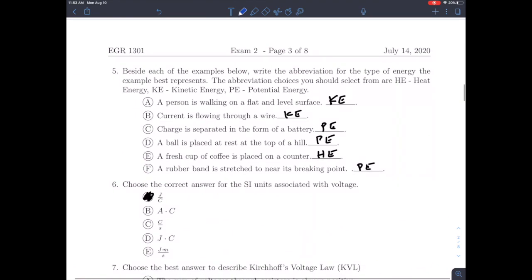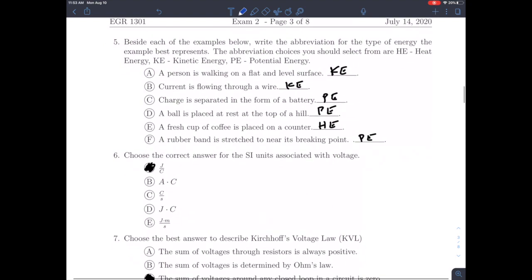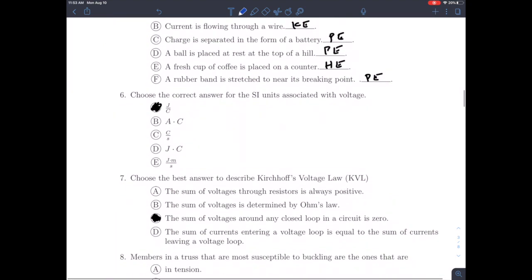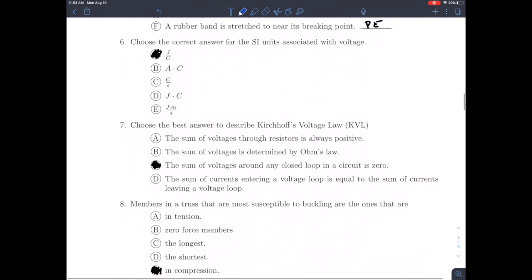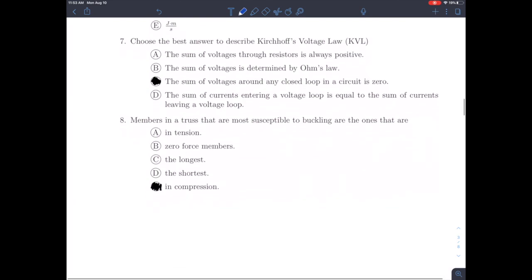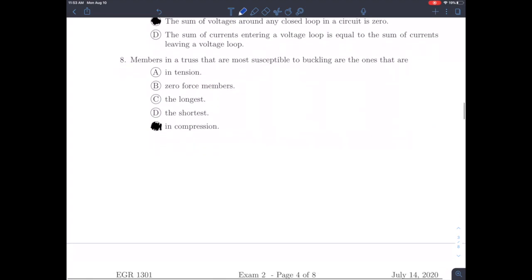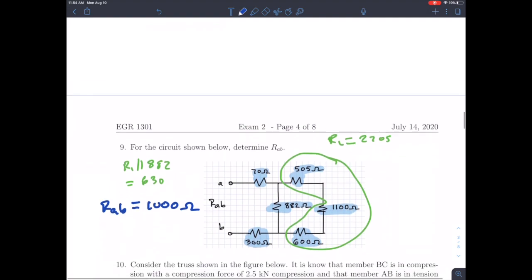Here's examples of kinetic energy versus potential energy versus heat energy. So you can see the correct answers on this one. Voltage is joules per coulomb. KVL, the sum of the voltage around any closed loop is 0. And it's truss members that are in compression that are most subject to buckling. Okay, so those are the multiple choice.